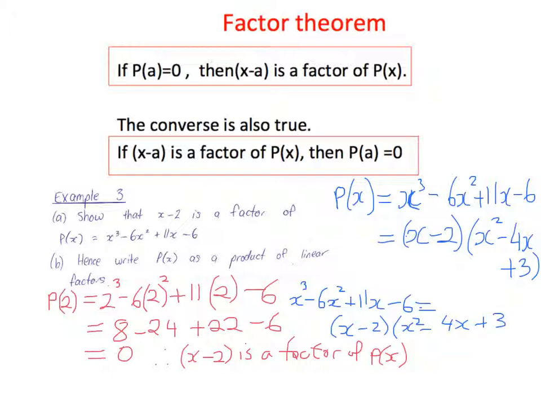Now the question said we had to write p of x as a product of linear factors. Now x minus 2 is linear, but x squared minus 4x plus 3 is a quadratic factor. So we need to factorise that further.